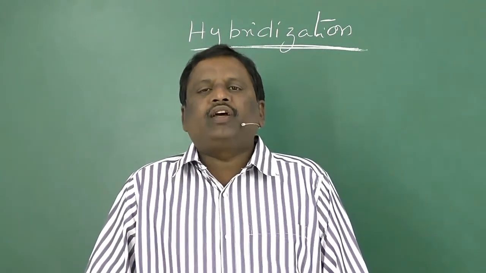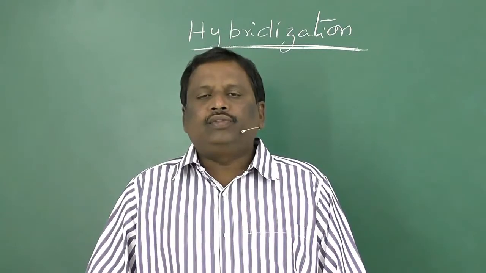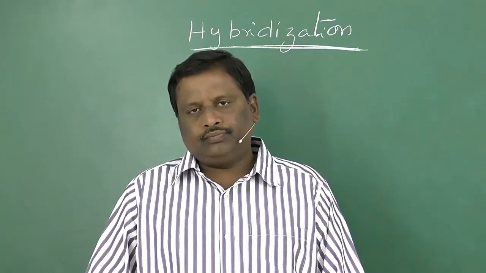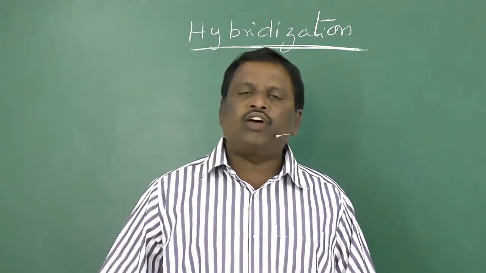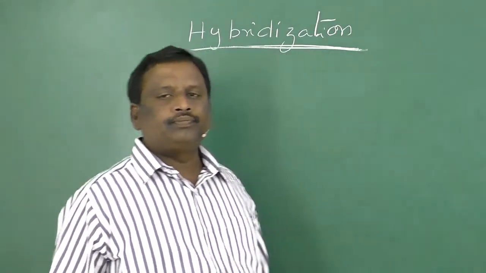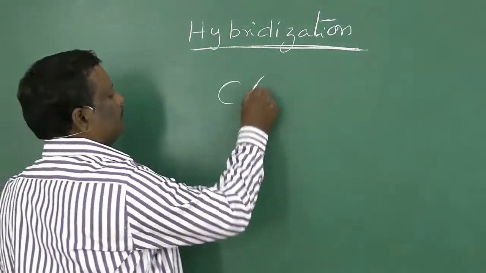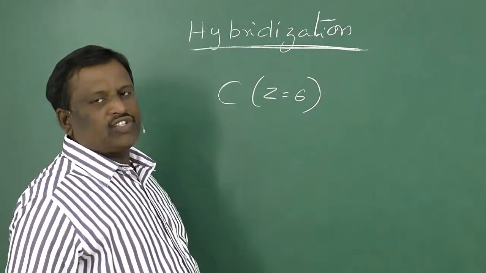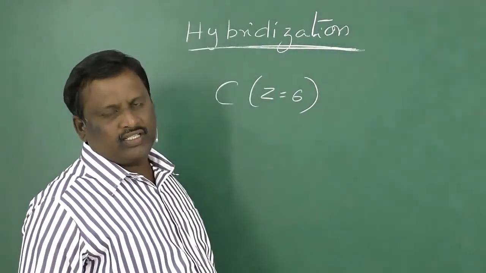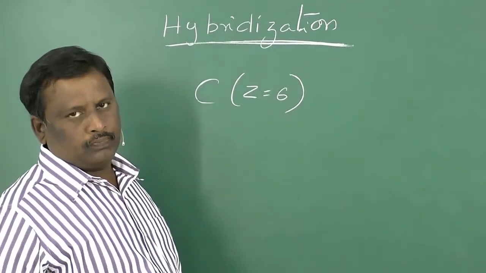Hybridization is a phenomenon to explain the structure of the molecules. If we observe the electronic configuration of carbon, the atomic number of carbon is 6. The electronic configuration of carbon in its ground state is 1s2, 2s2, 2p2.